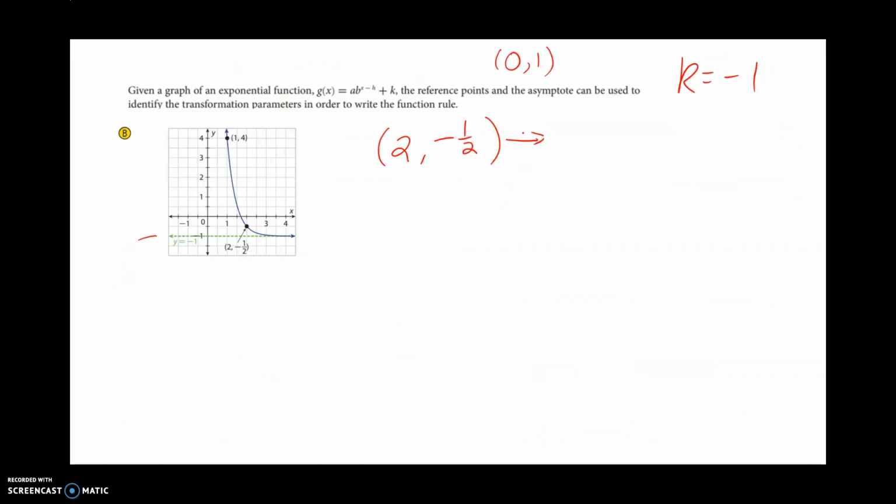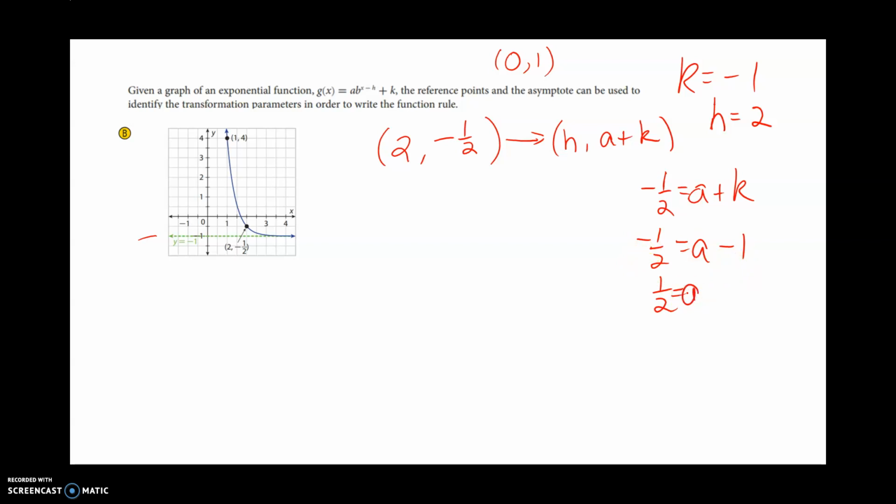And we said the first reference point is equal to h, a plus k. Well, we got k. H then equals 2. Okay, that's an h. Now, negative 1/2 equals a plus k. We know what k is. K is negative 1, so negative 1/2 equals a minus 1. We're going to add 1 to both sides. So a equals 1/2. Okay, so we have a, we have h, and k.